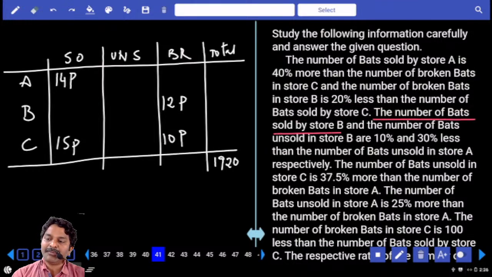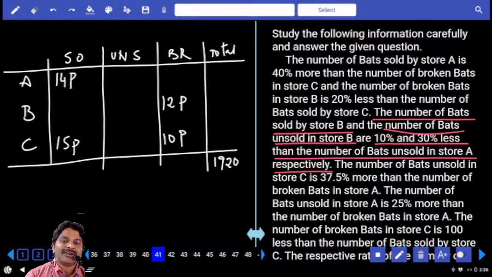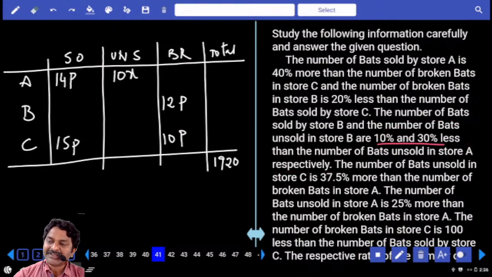The number of bats sold by B and the number of bats unsold by B are 10%, 30% less than the bats unsold in store A respectively. Unsold bats in store A, do we have any number? No. So let me write 100% or 10x. Liner writes, percentage liner writes, number liner writes. It's up to you. 10%, 30% less. If it is 10% less, it becomes x less, which is 9x. 30% less, 3x less, which is 7x. Sold and unsold. Continue.